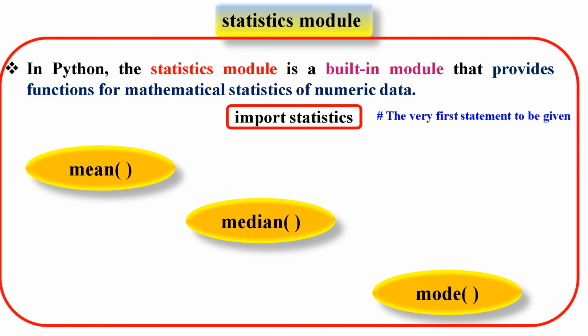In Python, the statistics module is a built-in module that provides functions for mathematical statistics of numeric data, that is real-valued data. The statistics module implements many common statistical formulas for efficient calculations using Python's various numerical types, that is int, float, decimal, and fractions.